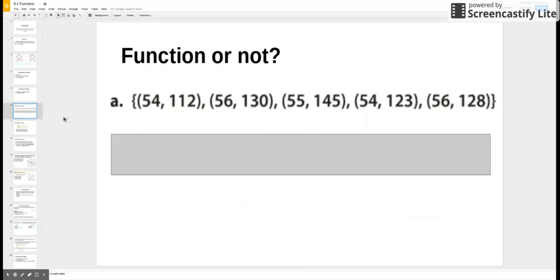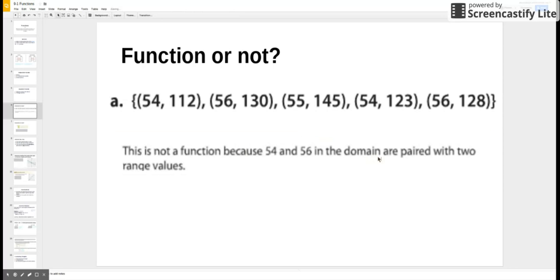All right, so let's look at this. Is this a function or not? Well, if you scan through all of these, we have two 54s here. Now, can we have two of the same domains? Let's see. This is not a function because 54 and 56 in the domain are paired with two range values. So if you look, you've got a 54 here paired with 112 and a 54 here paired with 123. So that makes it not a function.